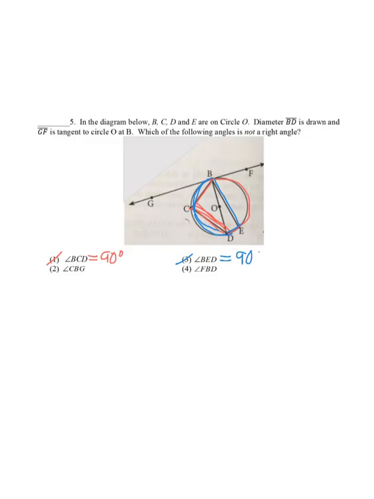And angle FB is a part of a tangent here, so I'll do my best to highlight it in black. And then BD is the diameter. So part of the diameter, 1/2 the diameter, is a radius, and we know that the property of a radius that touches the tangent is always a right angle. So this is equal to 90 as well. So yes, the obvious answer is choice 2.